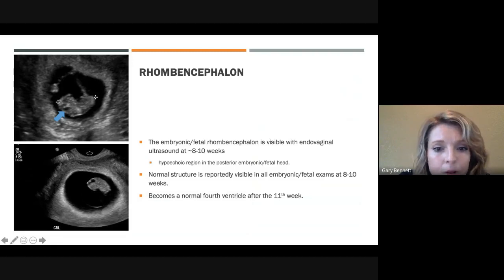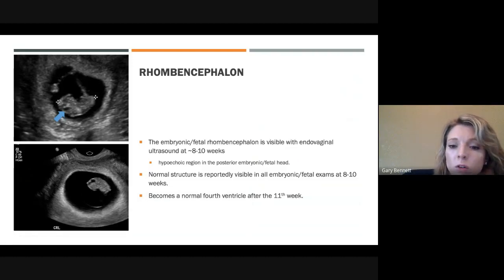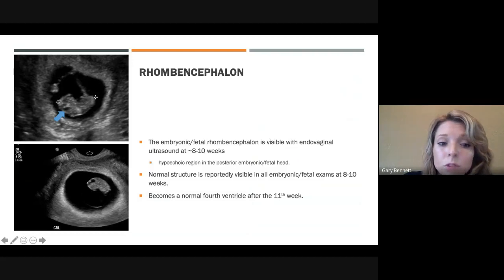So we see that around 8 to 10 weeks, right in the head there. It's a normal structure, and it will become the 4th ventricle after about the 11th week. Then, of course, we're not going to appreciate it in the same way, but you're going to start to be able to see the lateral ventricles and more of the brain structures around that time. So again, just something to be aware of so you're not concerned when you see this big old fluid collection in baby's head here.